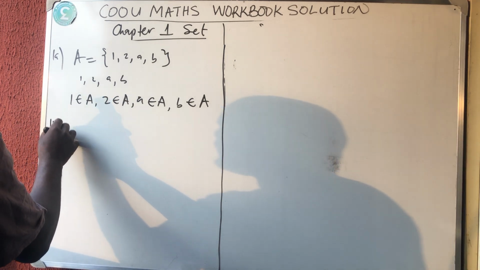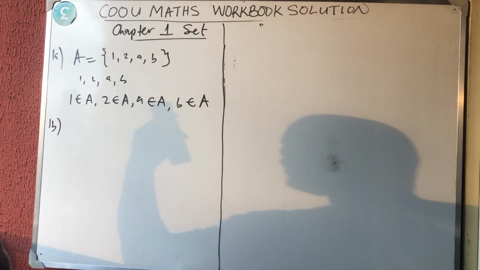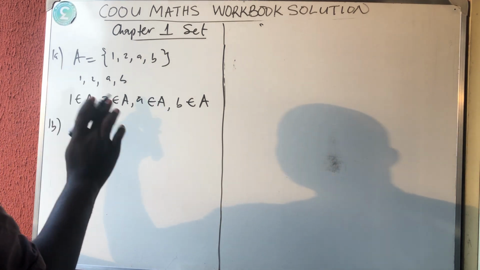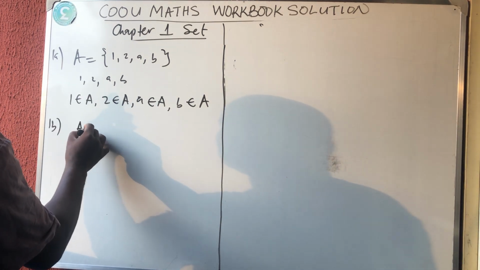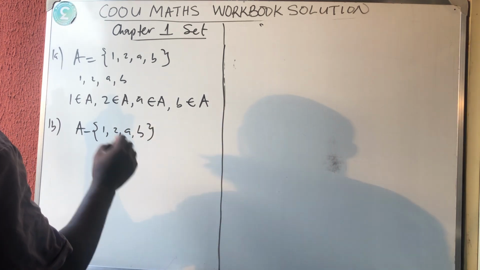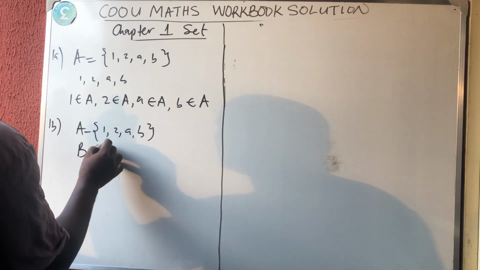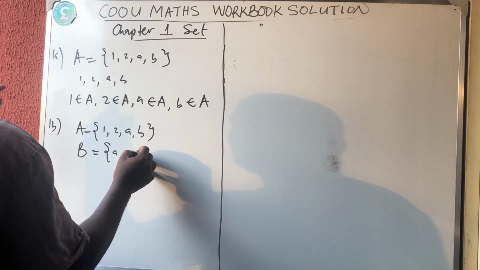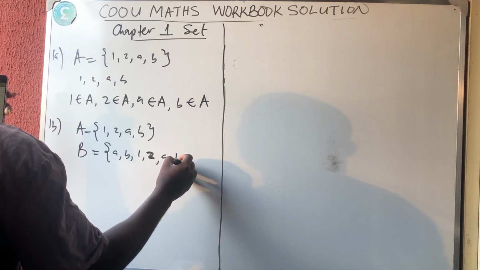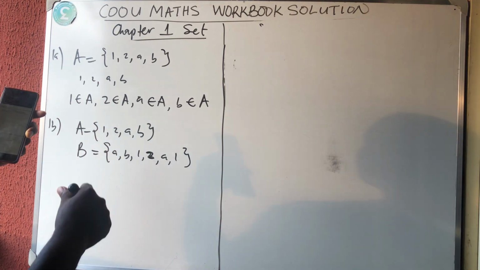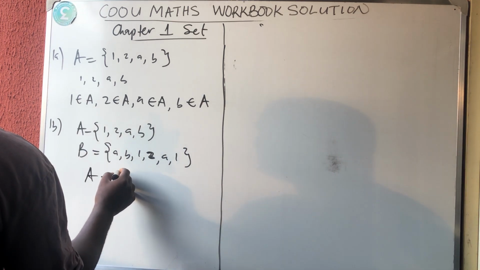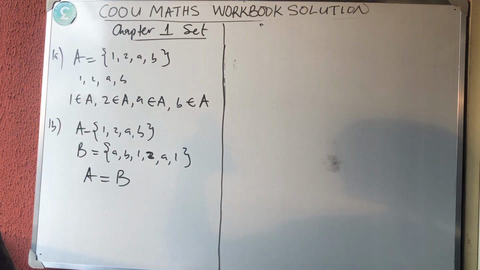So 1B said equality of sets. Equality of sets means two sets that have the same elements in them. If I have that A is equal to the set {1, 2, A, B} I have above, and I have that set B is equal to {A, B, 1, 2}. In fact, even if I repeat another A again and repeat another 1 again, it's not my business. Since their elements are exactly the same, we say that A is equal to B.